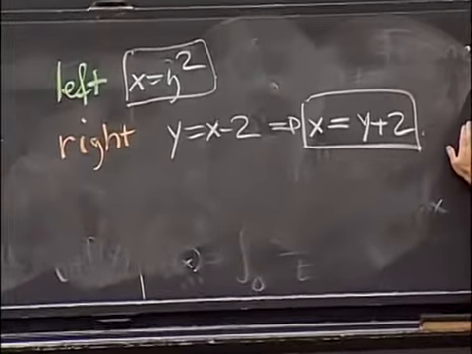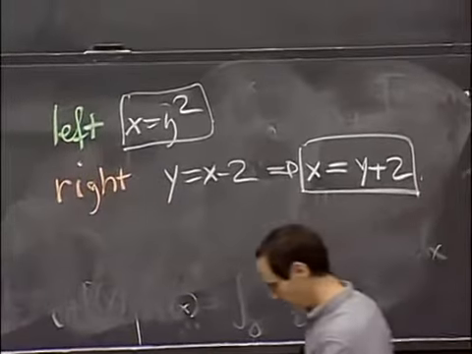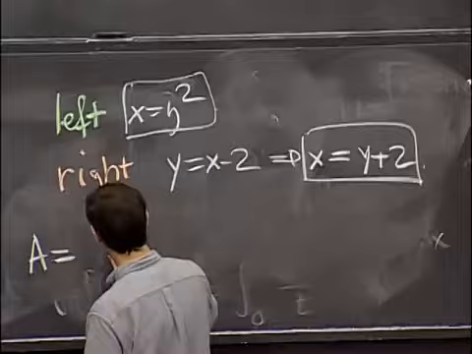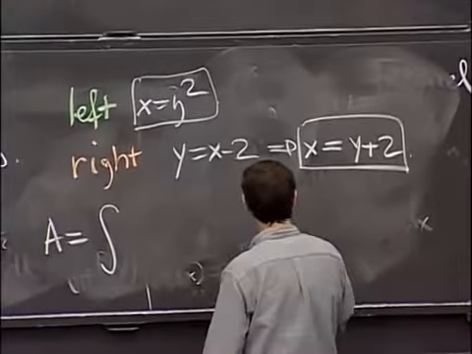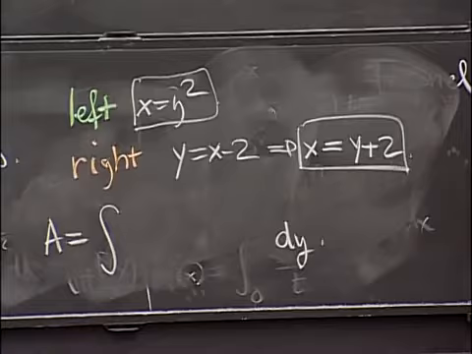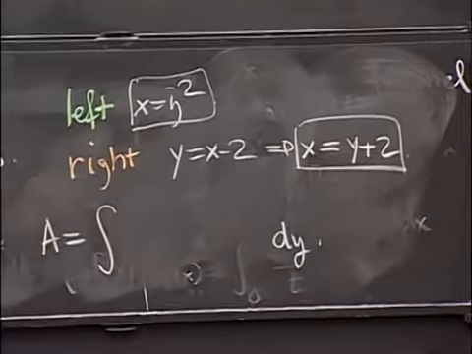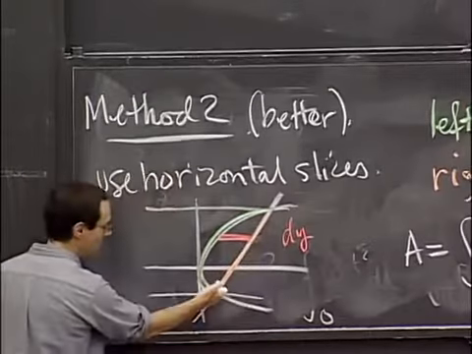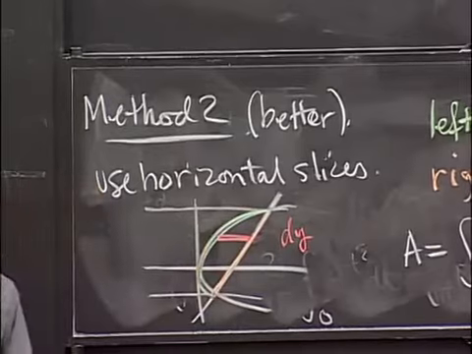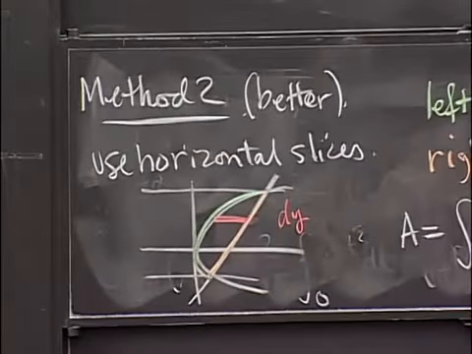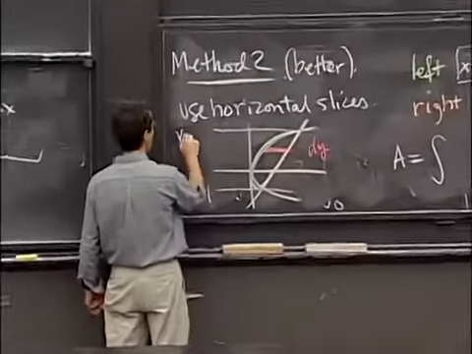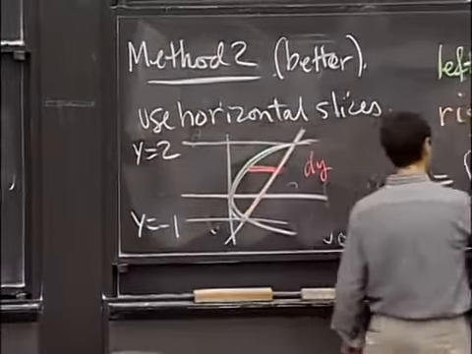And now I want to set up the integral for you. This time, the area is equal to an integral in the dy variable. Its starting place is down here, and its ending place is up there. This is the lowest value of y, and this is the top value of y. We've already computed those things. The lowest level of y is -1. So this is y equals -1, and this top value is y equals 2. So this goes from -1 to 2.